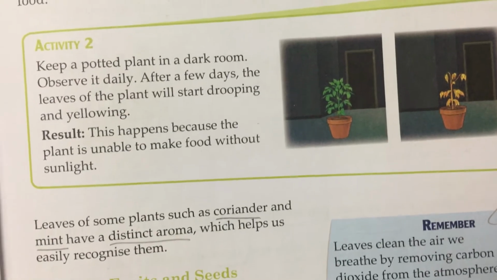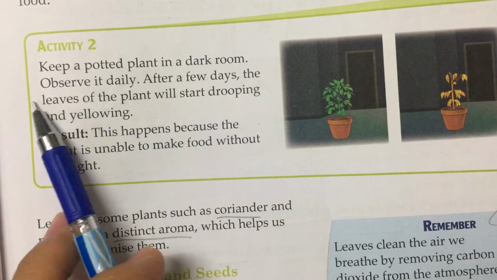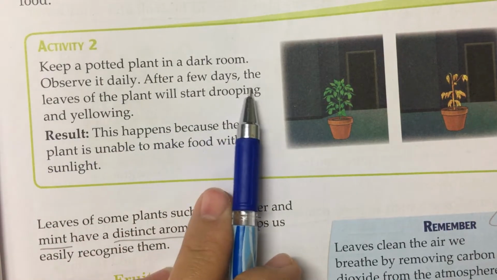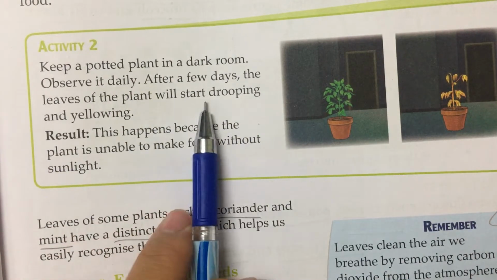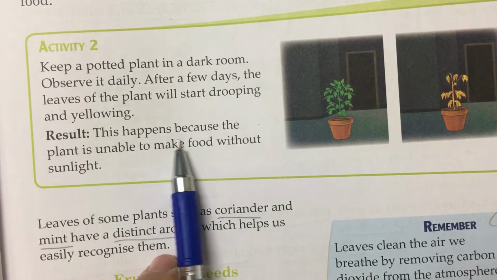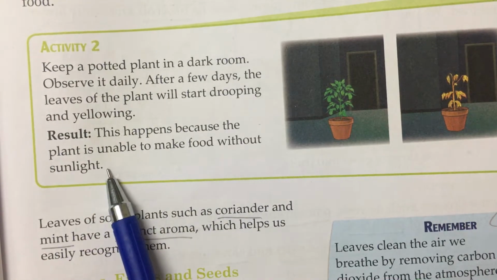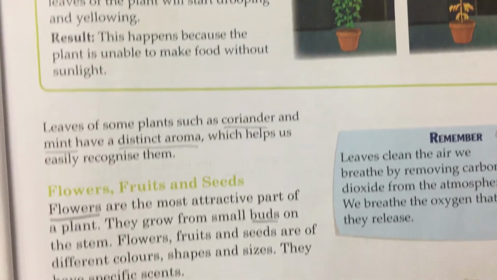Now one more activity you can do is keep a potted plant in a dark room. Observe it daily. After a few days, the leaves of the plant will start drooping and yellowing. The reason is that the plant is unable to make food without sunlight. And that way you will understand that leaves need sunlight to make food.